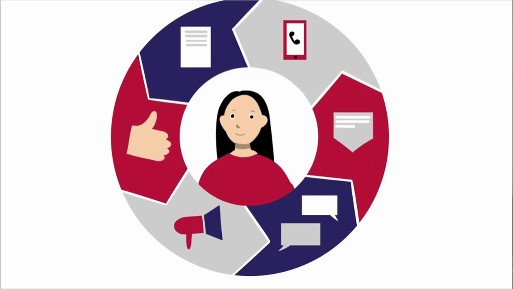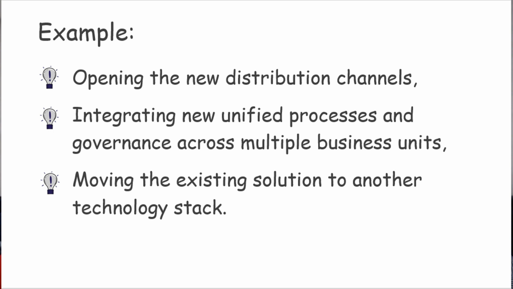Unlike the typical change request we face in delivery, organizational change management or OCM is more global. It is focused on transformation of the entire customer ecosystem. In other words, it is not about a particular platform, capabilities, features, or interfaces. It is more about the change of the entire customer operational model, their organizational structure, processes, platforms they use, and methodologies they follow. An example of organizational change management might be opening of new distribution channels, or integrating new unified processes and governance across multiple business units, or moving our existing solution to the new technology stack.